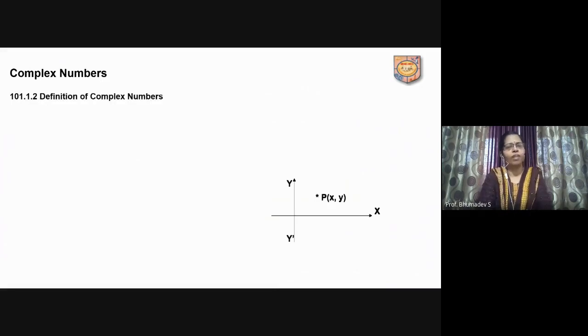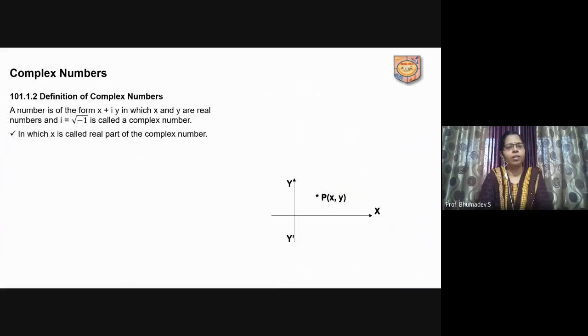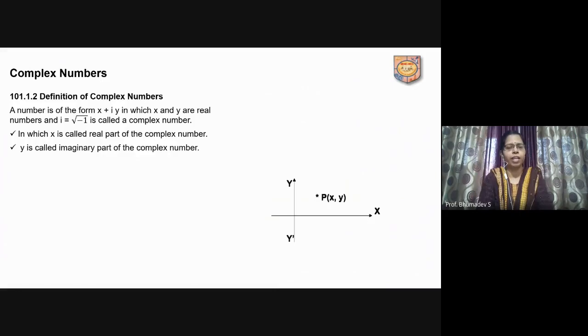The definition of the complex number. A number which is in the form of x plus iy, where x and y are real numbers, and i is nothing but the square root of -1, meaning -1 can be written as i square, is called a complex number. In it, x is called the real part of the complex number and y is called the imaginary part. Generally, we can denote the complex number as z.